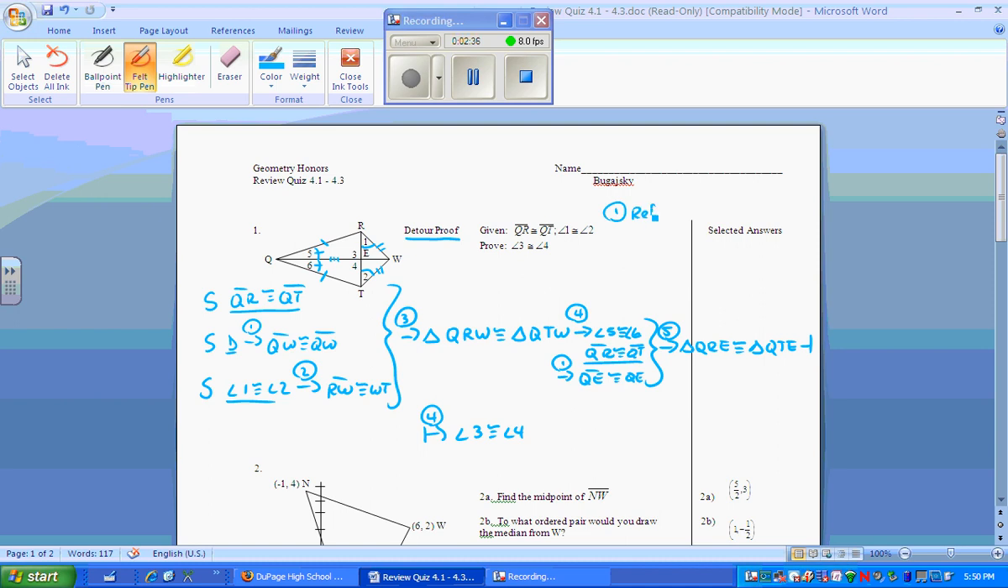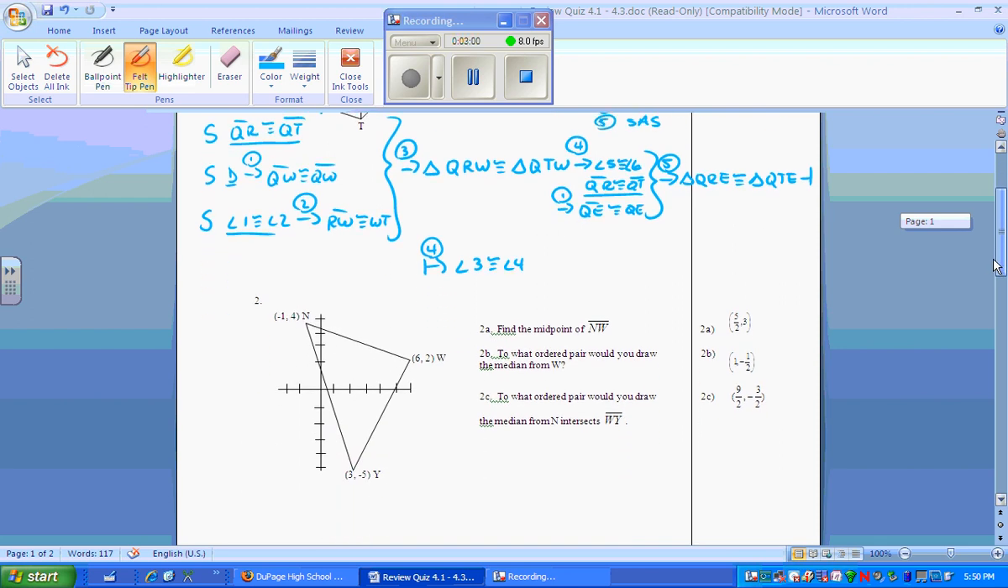Reason 1 was reflexive. Reason 2 was that if angles, then sides. 3, side, side, side. 4, CPCTC. And 5 was side, angle, side. There's a detour proof. You will have one of them on your quiz.